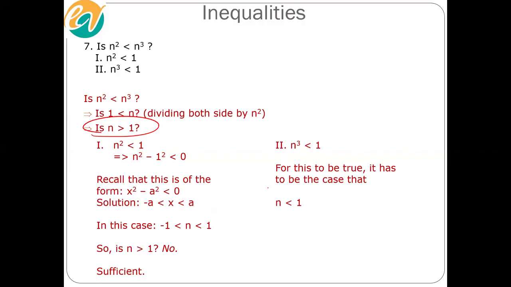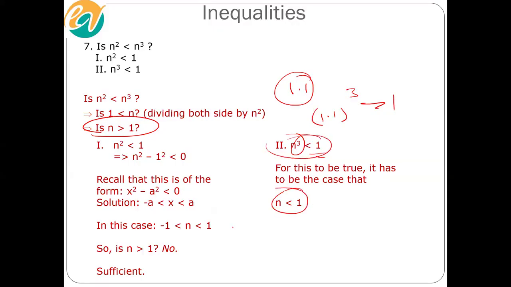See, just think about it. Any value of n greater than 1, let's say 1.1. If n is 1.1, then n cube, which is basically 1.1 whole cube, will obviously be greater than 1. But if n cube is given to us as lesser than 1, then n has to be lesser than 1. So statement 2 alone is also sufficient. And so the answer is actually D. Statement 1 alone is sufficient and statement 2 alone is also sufficient. Are we clear, guys?